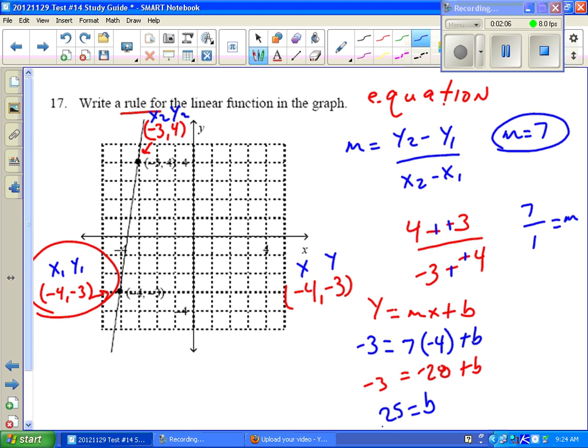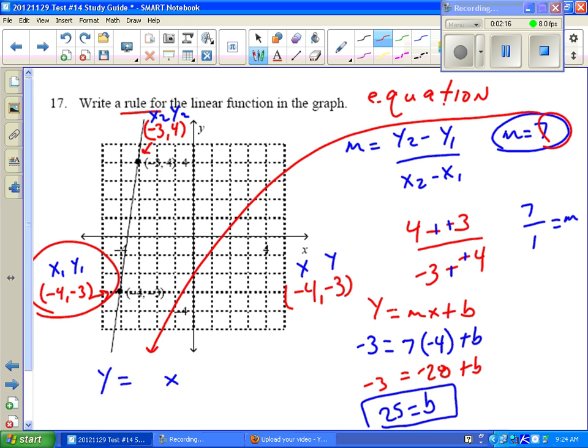So now you have an m and a b value. Write your equation as y equals, leave a space, and then put an x. Put your m value in. We know m is 7, so put it right there. And your b value is a positive 25, so plus 25. Y equals 7x plus 25. That's your rule again. An equation is a rule.